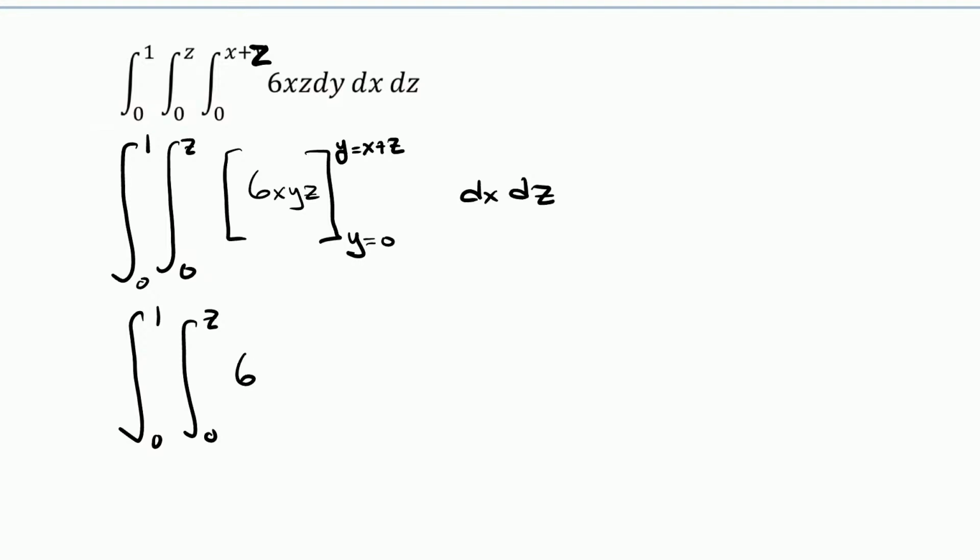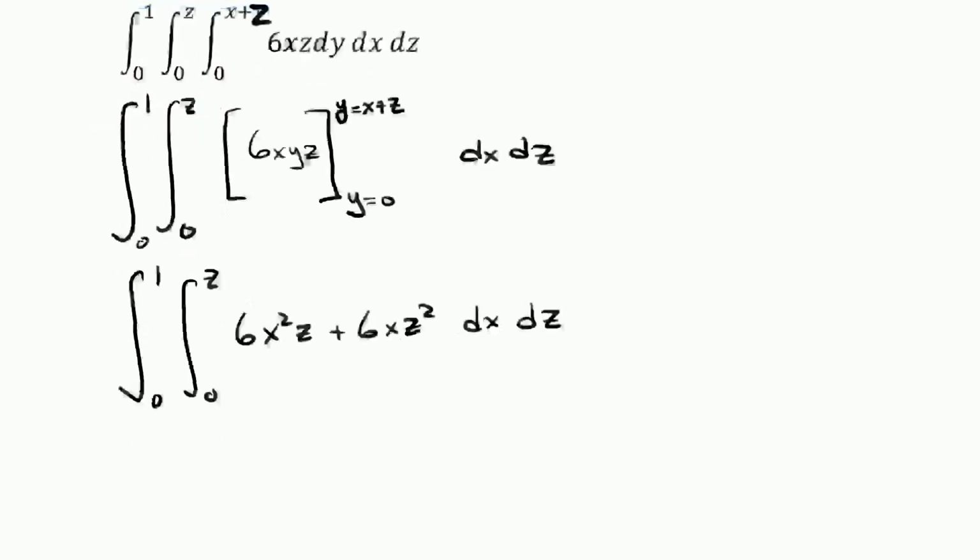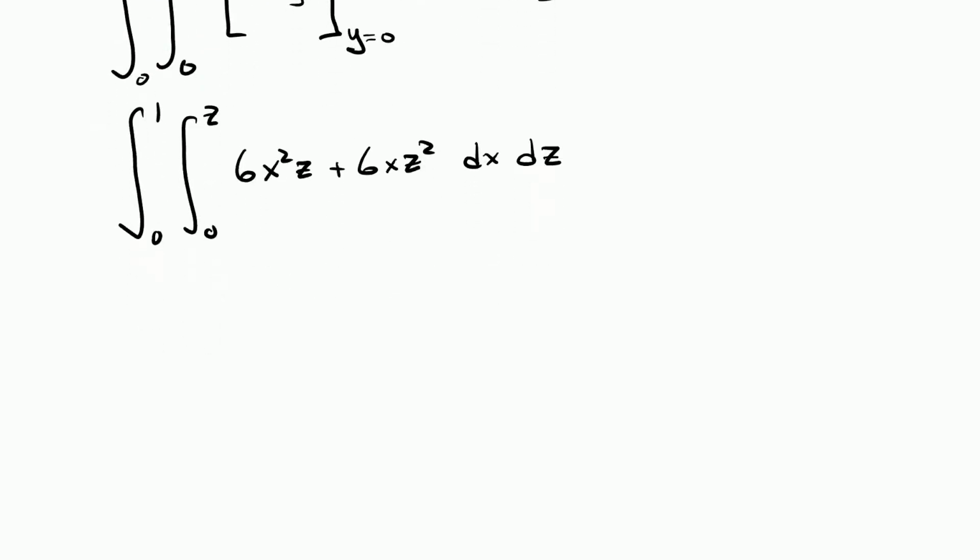Okay, so this is going to be 6x squared z plus 6xz squared. I believe I did that right. If not, you can let me know, but double check. Looks okay. All right, let's do the next level. Emily, what is the antiderivative of that thing with respect to x?